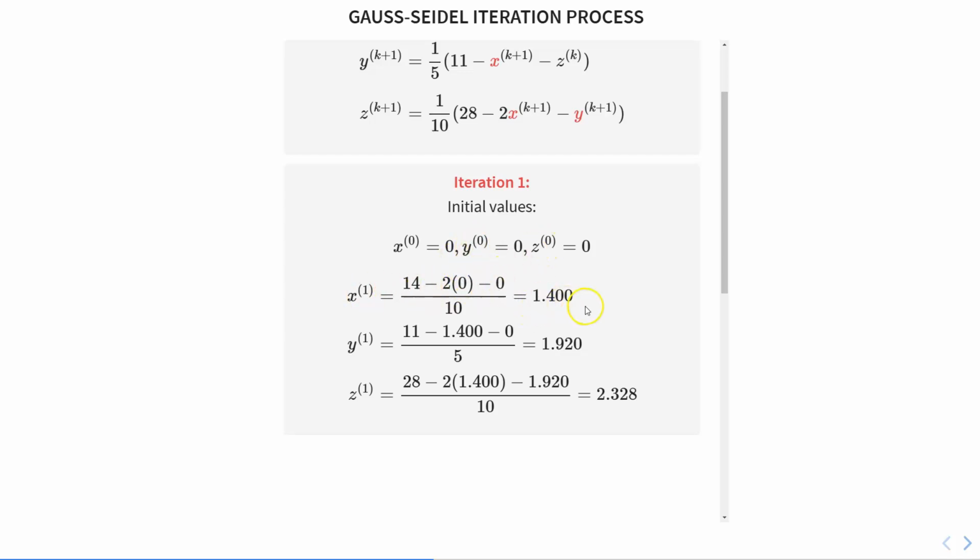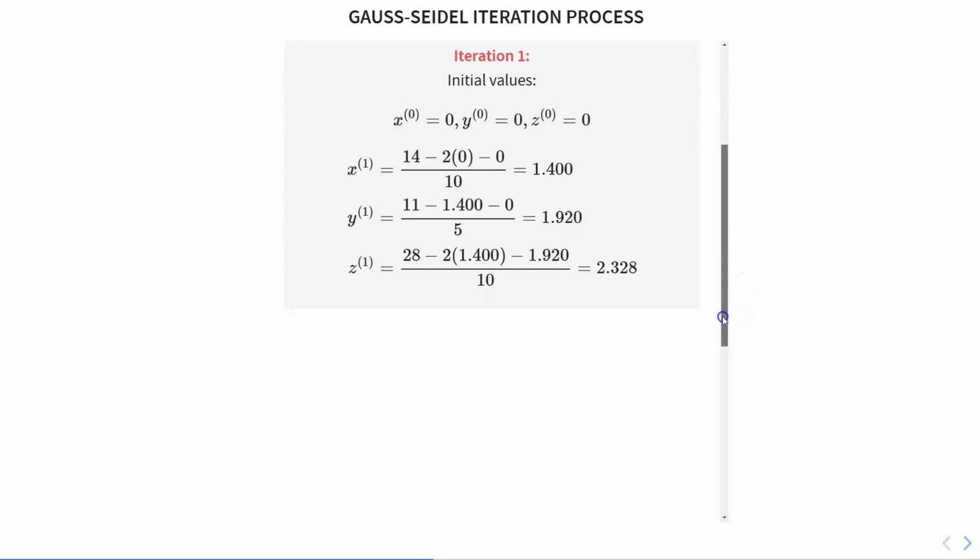we get 1.4. Now using this updated x1 value, I am plugging it in to calculate y1. So 11 minus 1.4 minus 0, divided by 5, is 1.920. Using the updated values 1.4 and 1.92, I put them in the third equation. That gives 28 minus 2 into 1.4 minus 1.920, divided by 10. So that will give 2.328.